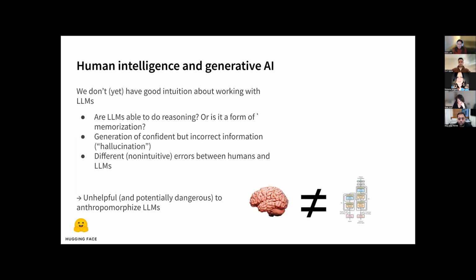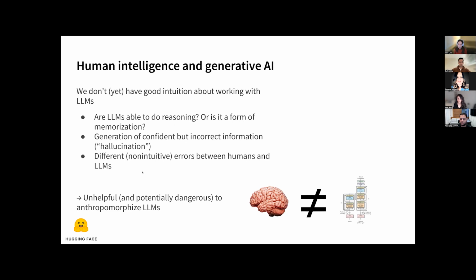And finally, when we're thinking about evaluating models, I think it's really important for us to step away from using human intelligence as a proxy for how we think about generative artificial intelligence, as we really don't have yet a good intuition about working with LLMs. Some of the things that people are still researching are whether LLMs are really able to do reasoning or whether it's a form of memorization. Whether the generation of confident but incorrect information is a big issue within medicine. This is usually referred to as hallucination. There are also a lot of non-intuitive errors between humans and LLMs that are still being discovered.